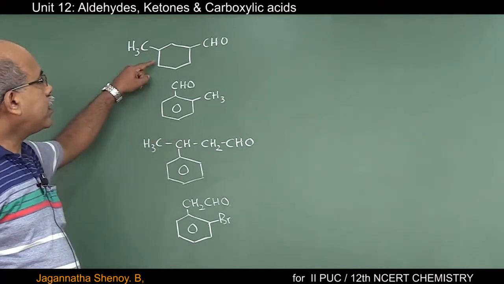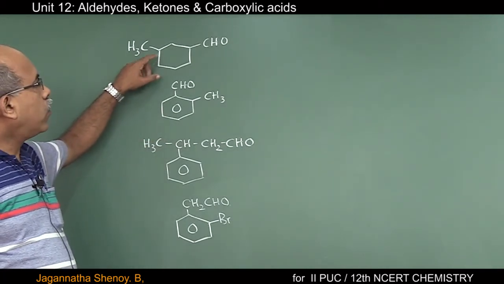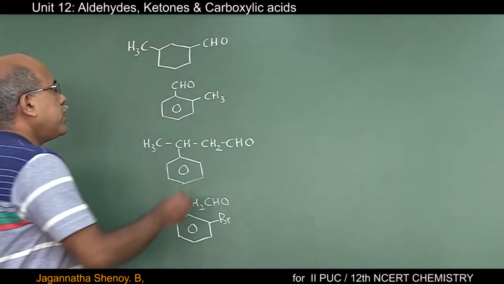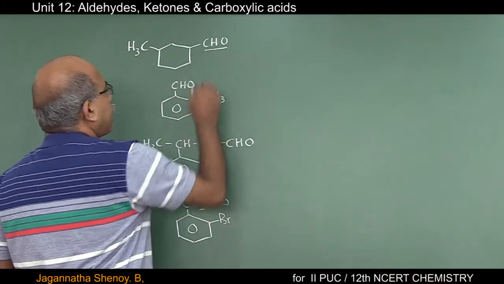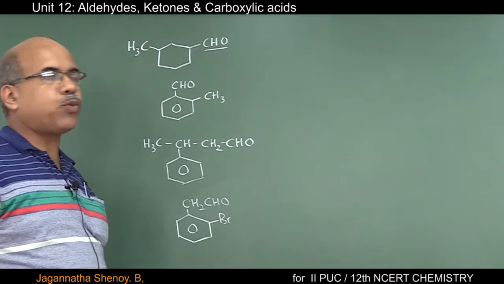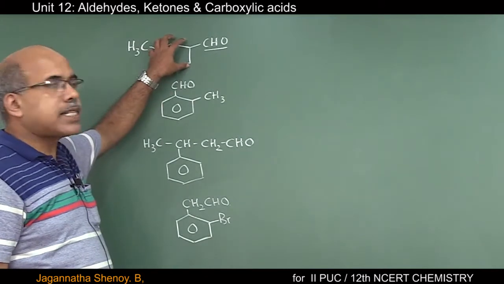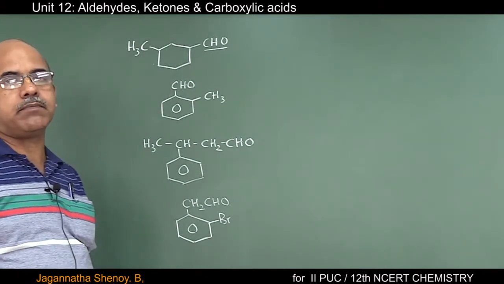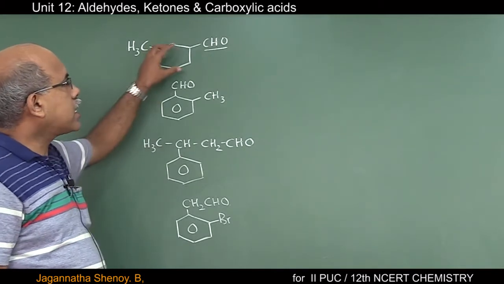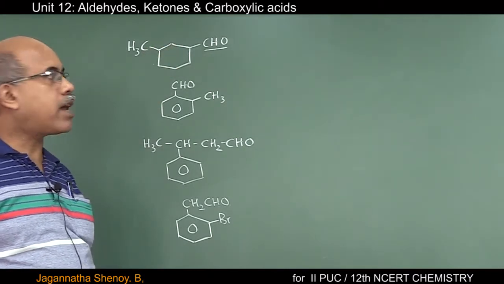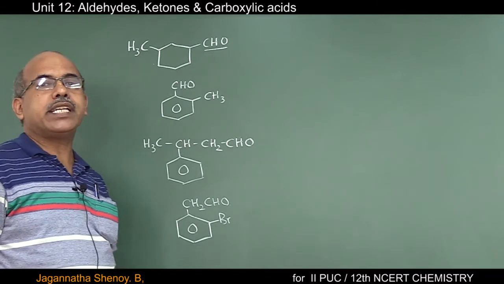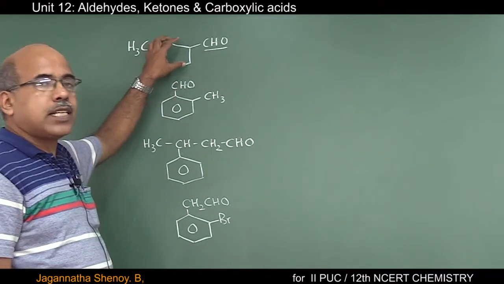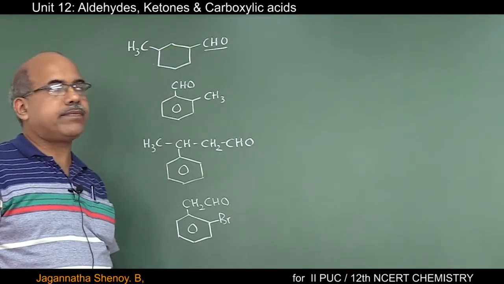Let us go with this example. When you just consider the open chain, we have only one carbon atom in the form of CHO. But in the ring system, we have 6 carbon atoms. Because the ring system contains more carbon atoms, we have to treat it as a derivative of cyclohexane.